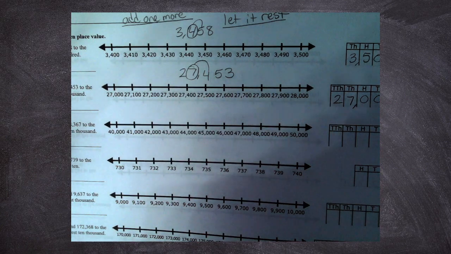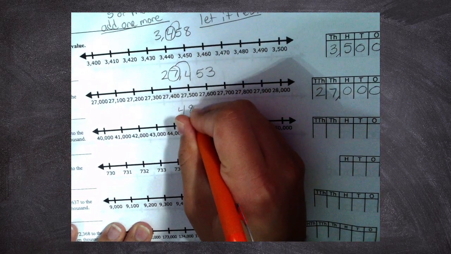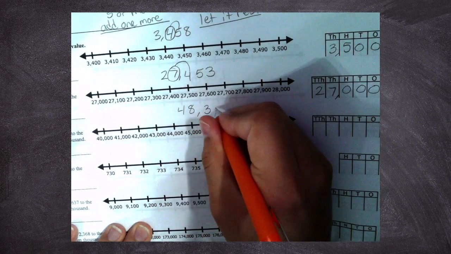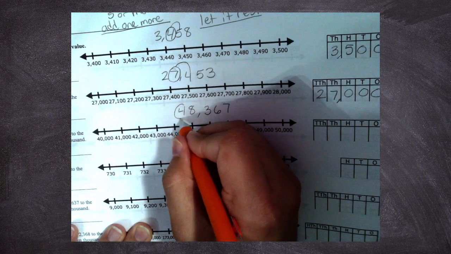Problem 3. Round 48,367 to the nearest 10,000.